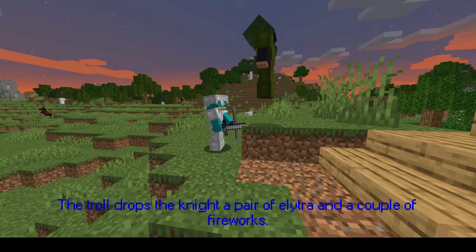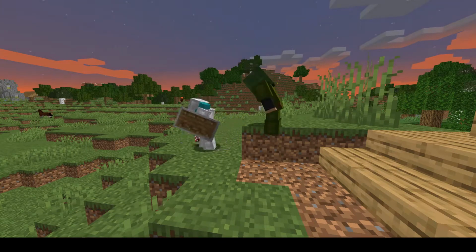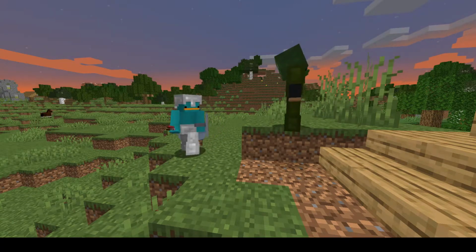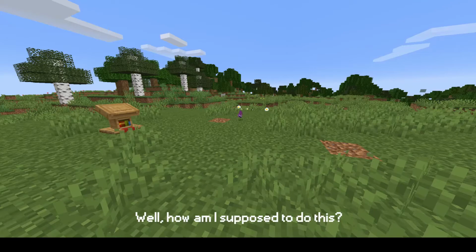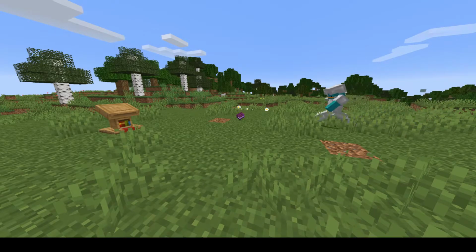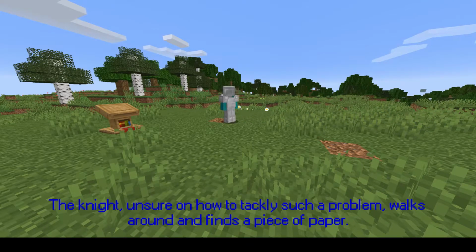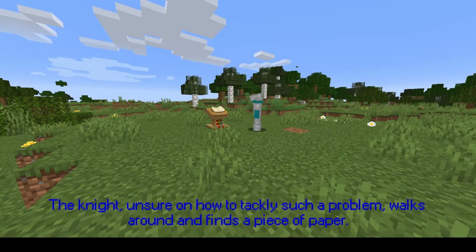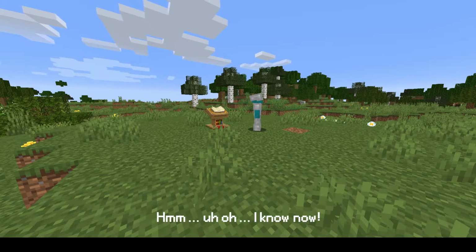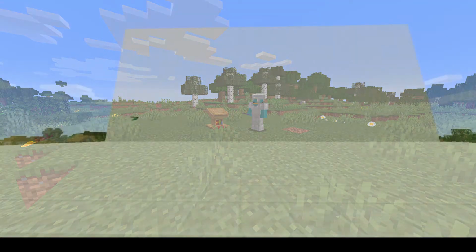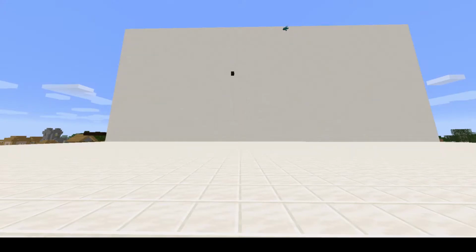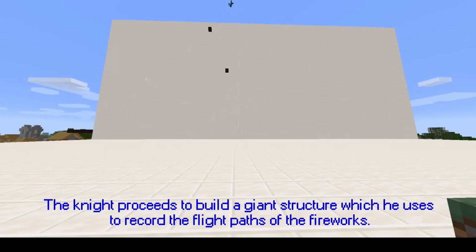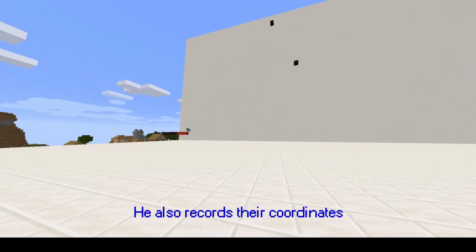Troll drops the knight a pair of elytra and a couple of fireworks. Well, how am I supposed to do this? The knight, unsure of how to tackle such a problem, walks around and finds a piece of paper. Oh, I know now. The knight proceeds to build a giant structure, which he uses to record the flight paths of the fireworks. He also records their coordinates.